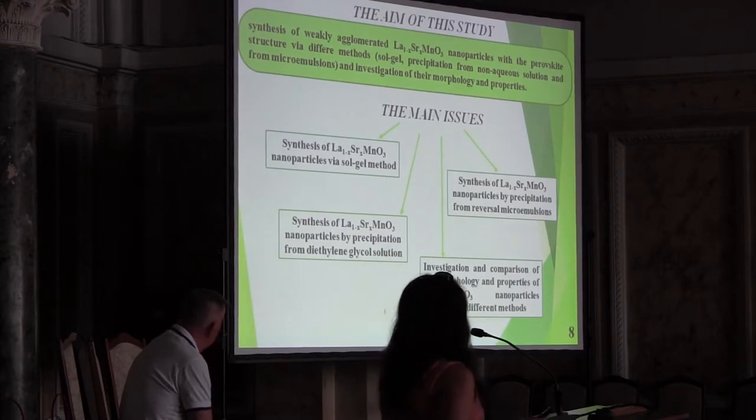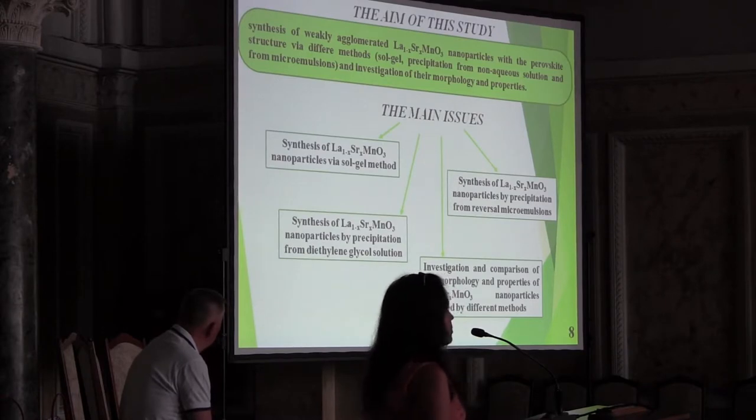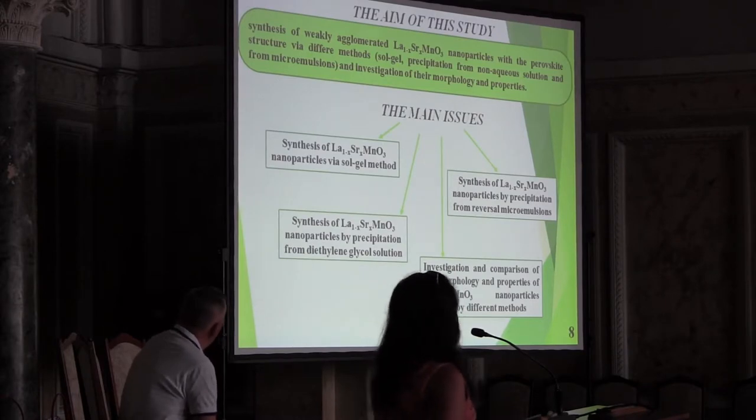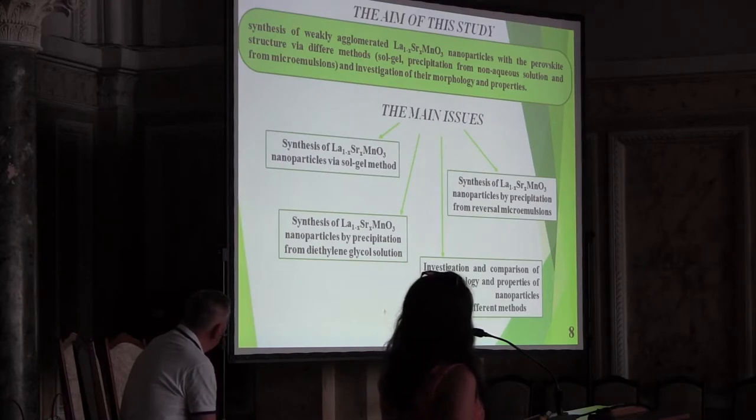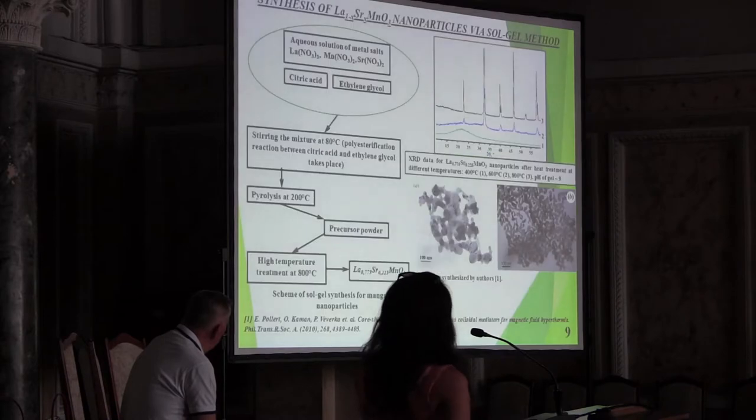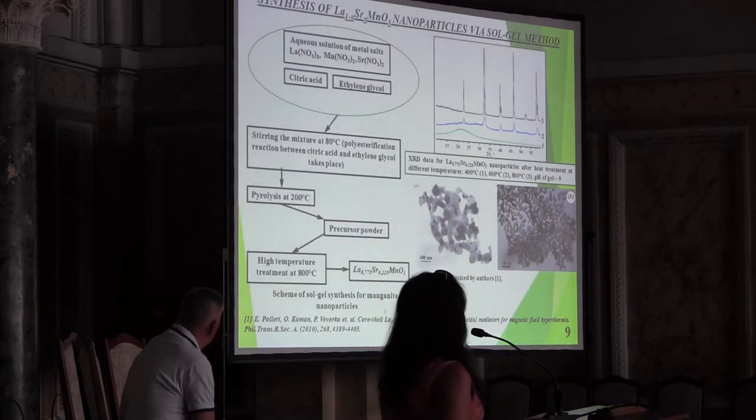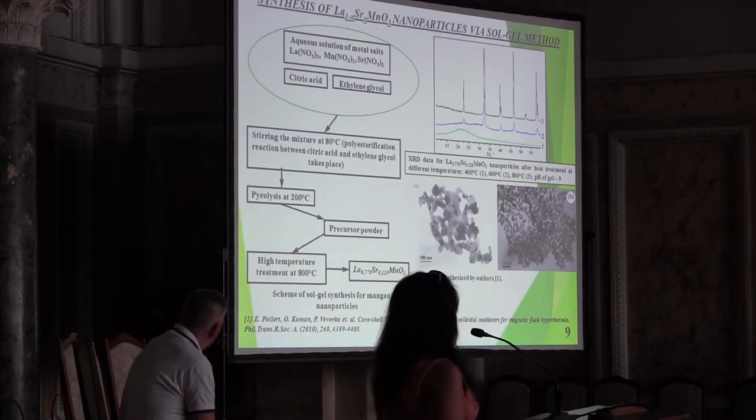That's why the aim of our study was synthesis of weakly agglomerated manganite nanoparticles via three different methods and investigation of their morphology and properties. At the first stage, we obtained manganite nanoparticles via the sol-gel method. The scheme is shown on this slide. The main result, according to X-ray data, is that the formation of our nanoparticles is a one-stage process.